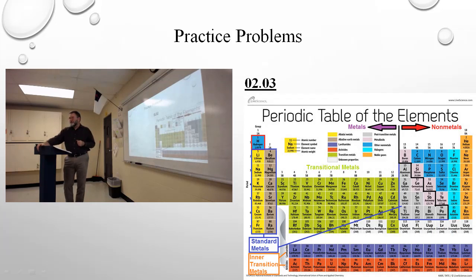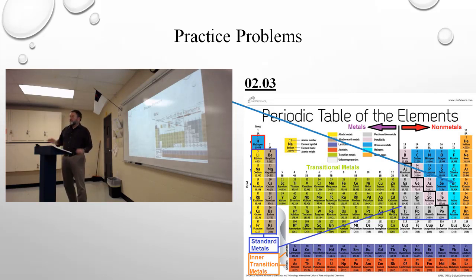Practice problem number 3. Identify the following as metals or nonmetals. So you're given 4 different elements. The first one was bromine. And where do we find that at? Well, bromine is right over there. Okay. So bromine, metal or nonmetal?